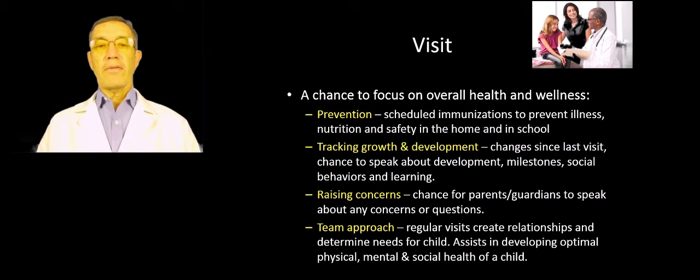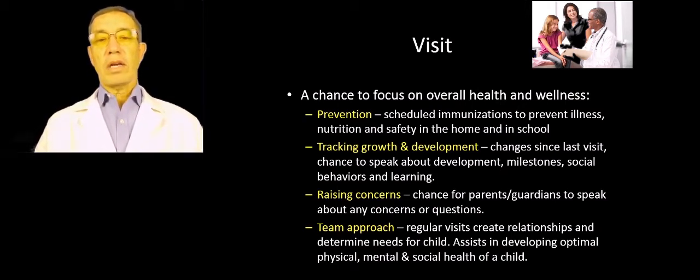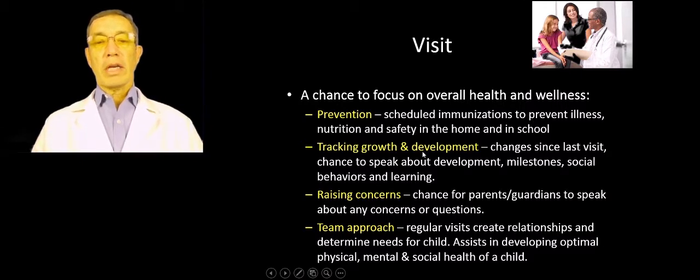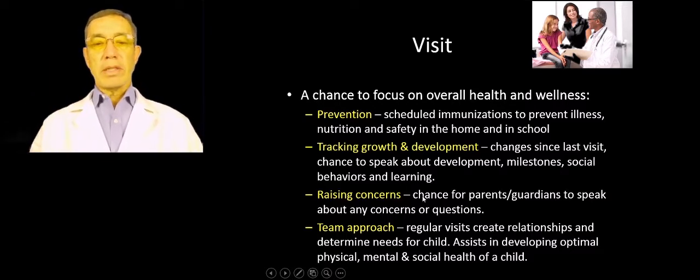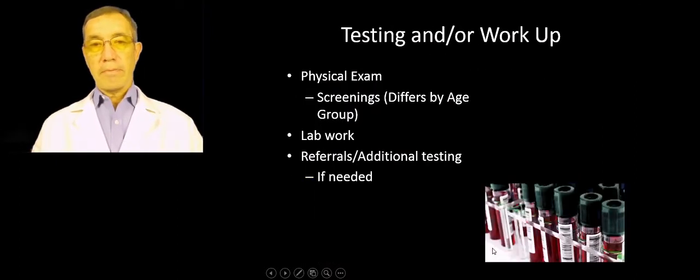So on the pediatric evaluation and visit, it's a chance to focus on overall health and wellness. We look at prevention, especially on immunizations, tracking the growth and development, and this is when they may use a growth chart, raising concerns that the parents and guardians might have, and using a team approach to create relationships and determine the needs of the child.